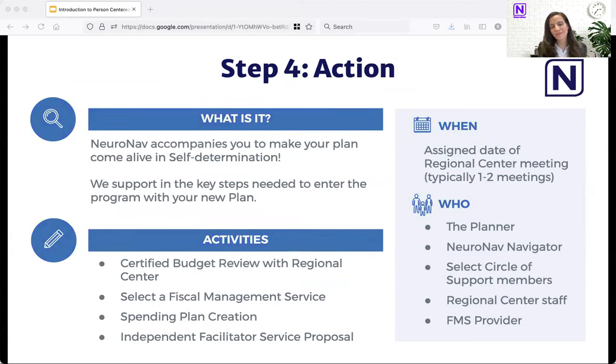Step 4, action. This is where we walk alongside you to make your plan a reality in self-determination. We support you with some of the other steps involved in starting the self-determination program, like preparing you for your budget review meeting and attending with you at your regional center if you need, helping you to select a financial management service, and helping you to develop your spending plan. Don't worry, it's a whole lot of other terms, and we'll explain them to you when we get there. If you want to, you can continue working with us as independent facilitators after you start self-determination. We'll also talk about what that looks like later.